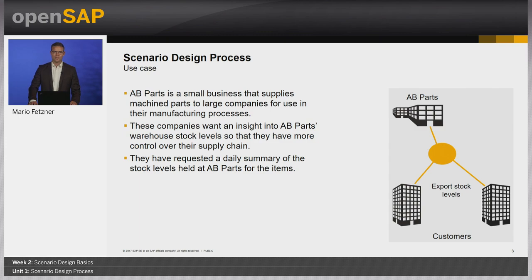In our scenario, AB Parts is a small business that supplies machine parts to large companies for use in their manufacturing processes. These companies want an insight into AB Parts warehouse stock levels so that they have more control over their supply chain. They have requested a daily summary of the stock levels held at AB Parts for their items.